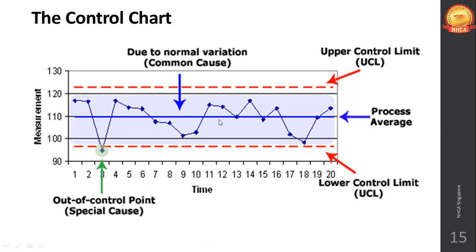Common cause variation means when the BP is fluctuating between, say, 90 by 80, 110 by 90. Like that, it is fluctuating. So that is common cause variation. So that's about control chart.